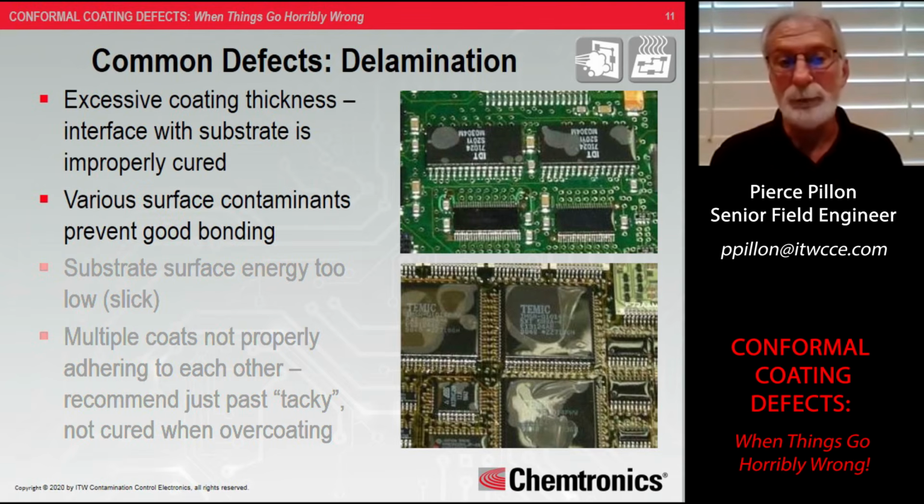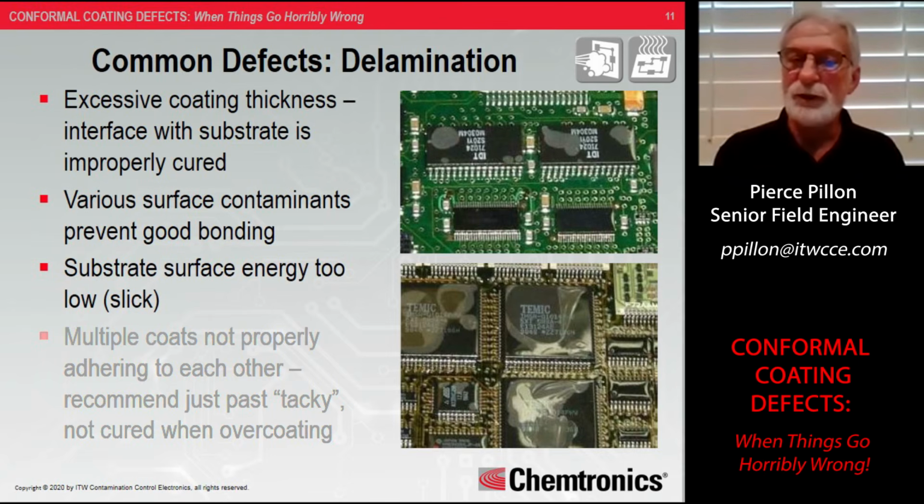Various surface contaminants can prevent good bonding. You have a little silicone on there, maybe you've got a part that's a peel off that's stuck on there. Any of those can prevent good bonding. If the substrate energy is too low, number one, it's going to feel very slick. Just on a bare board, it's going to be extremely slick. If it's lower than the surface tension of that coating, it can cause delamination.